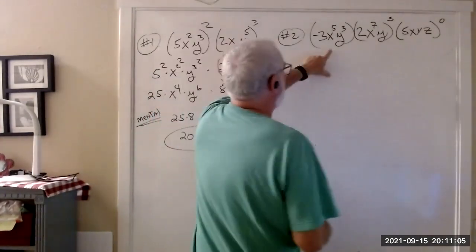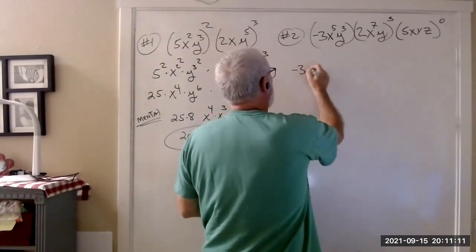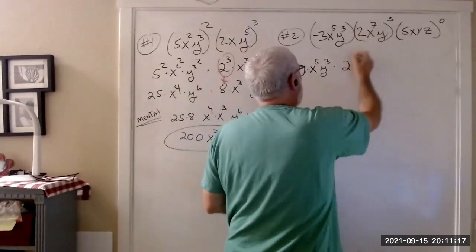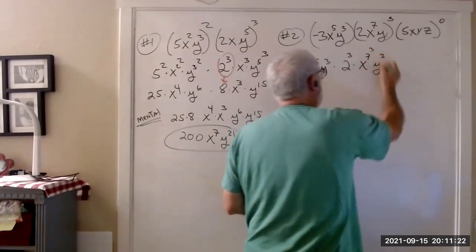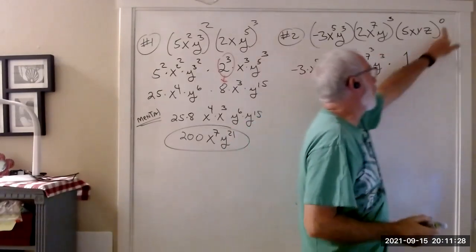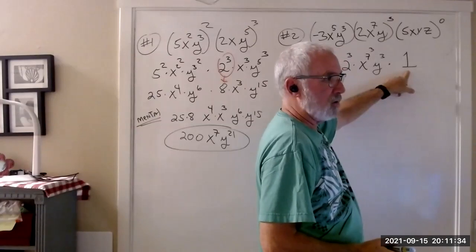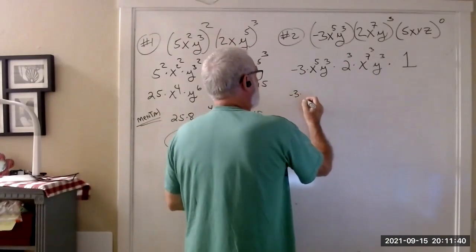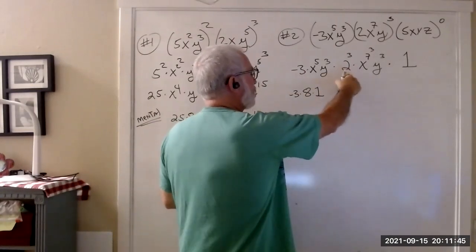So we move to here. The first quantity has no power on it, so I just bring it down. The second quantity has a power, so 2 to the third, x to the 7 to the third, y to the third. The third quantity has a big fat 0 power on it, so it turns into a big fat 1. Rearrange it. You have negative 3 times 8 times 1. The 8 came from 2 to the third.